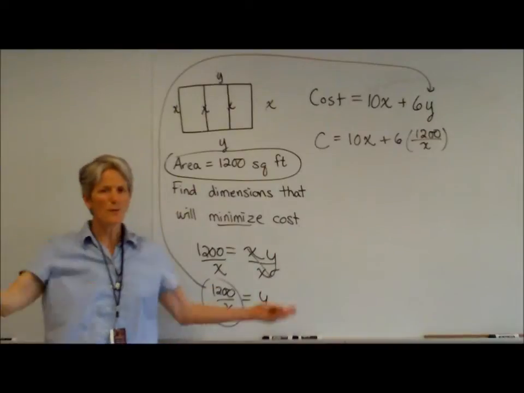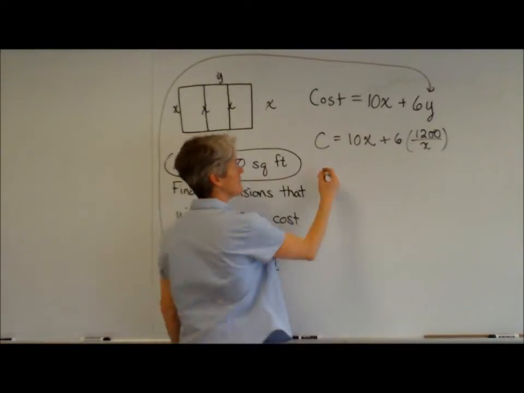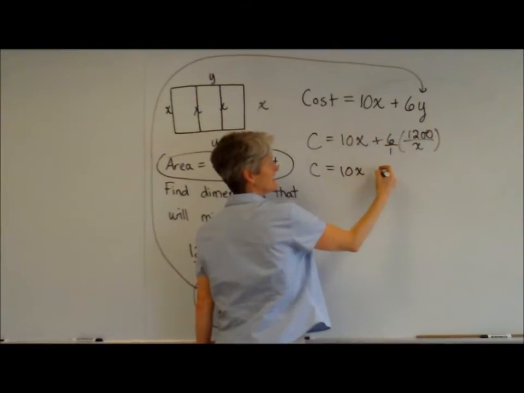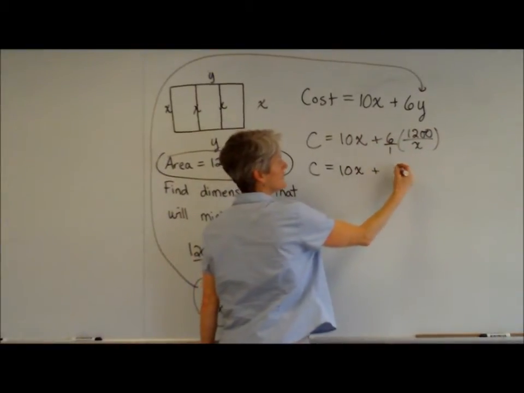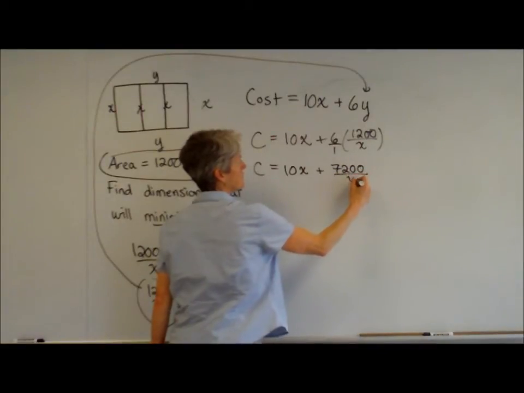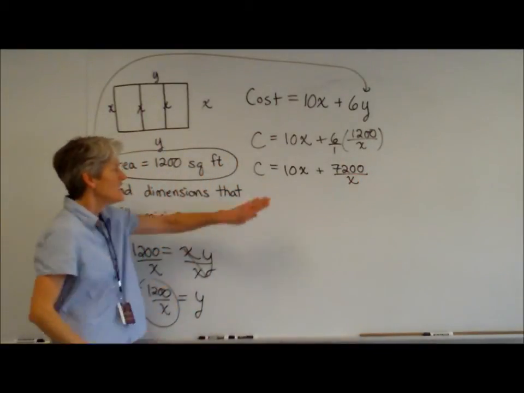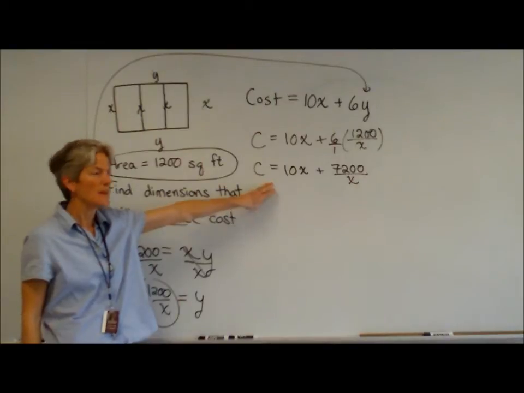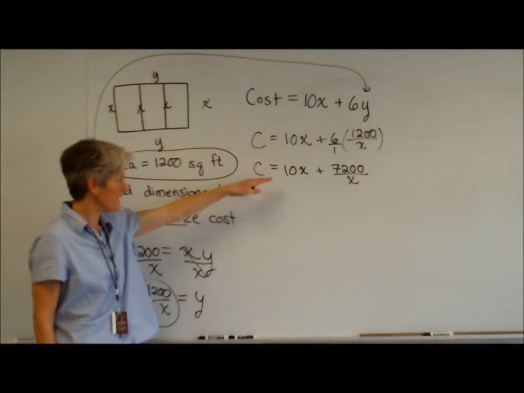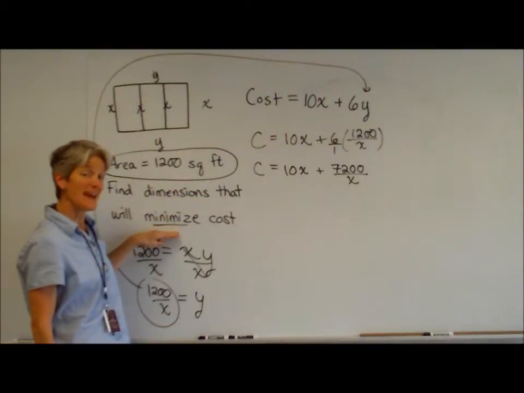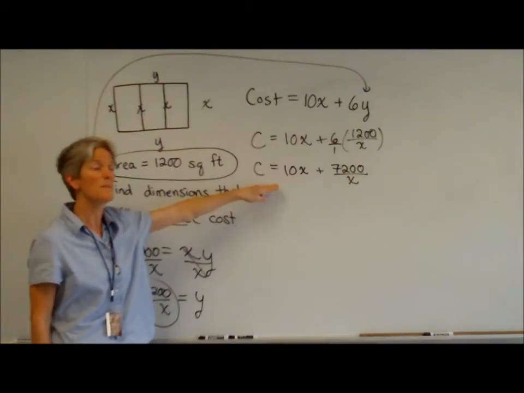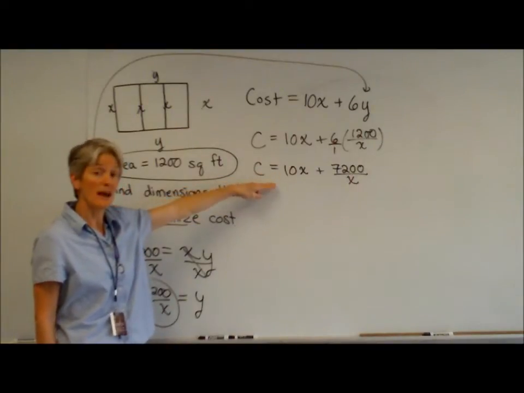Excellent. Okay, before I want to do any derivatives, I want to clean this up a little bit. So I think I can multiply that 6 times the 1,200. 7,200. Did I do my multiplication correctly? That is correct. Okay. So I have an equation. I want to find the maximum or the minimum of this. In this case, I want to find the minimum cost.